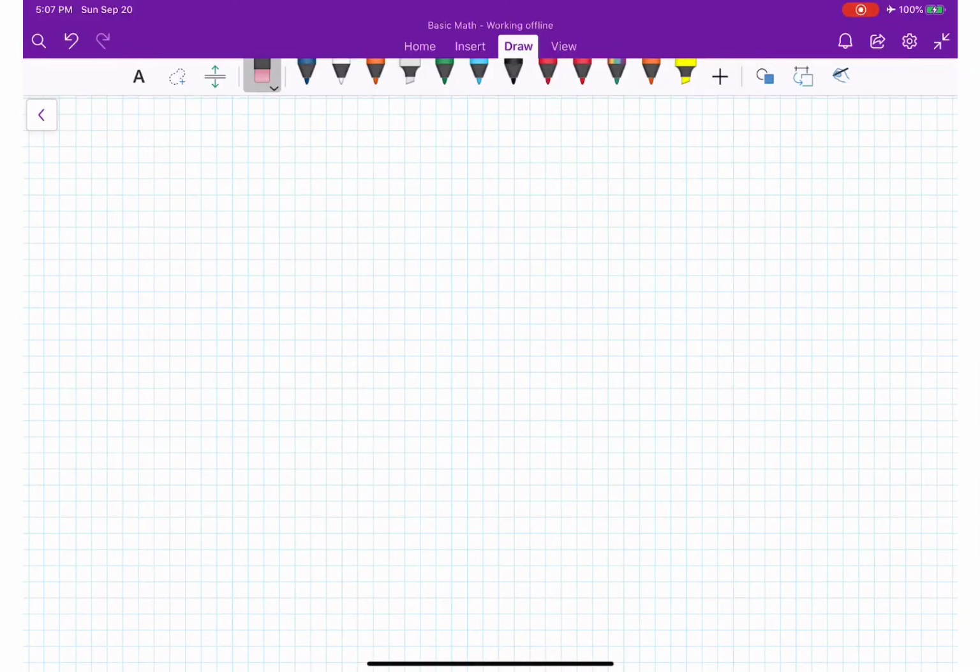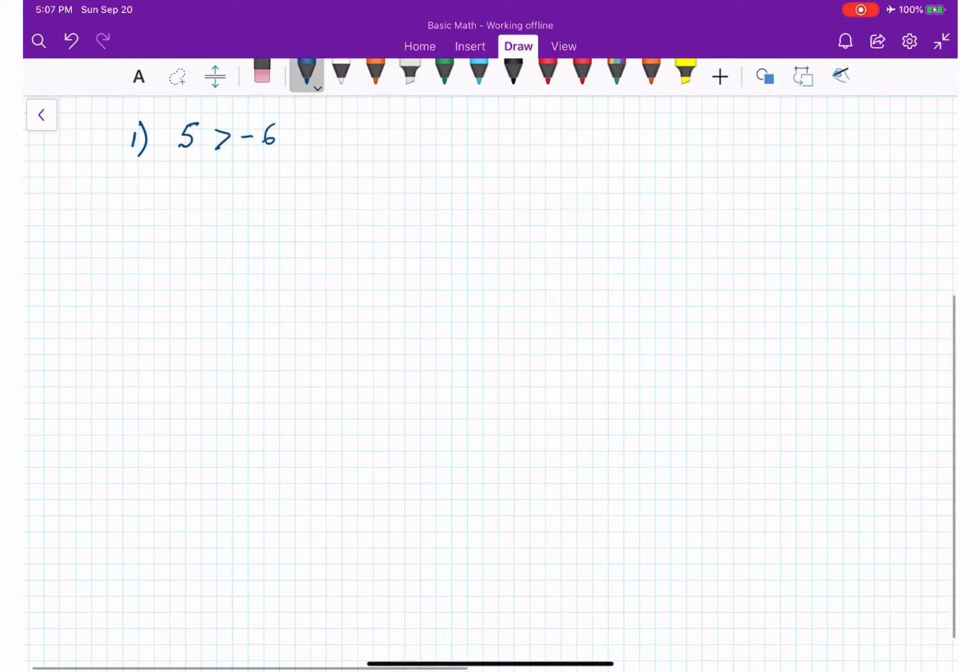We're going to do inequalities in one variable. Let's start with easy ones, basic ones. 5 is greater than -6, and -6 is less than 5. Let's find out, is it the same thing or not?